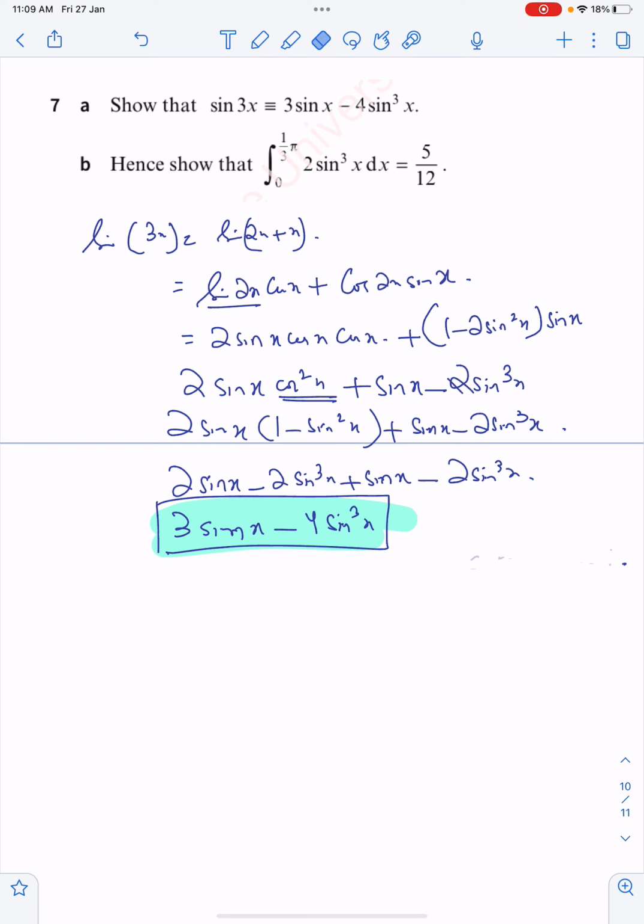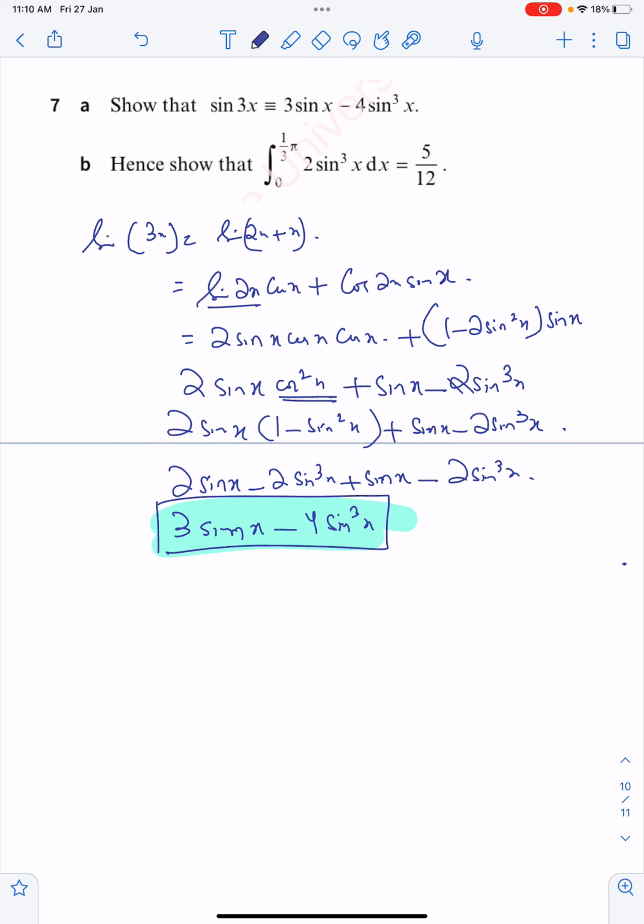The second part, hence show that 2 sine cube x is equal to this. Okay, we know that this whole thing, sine of 3x, is equal to this whole thing. Okay, that means the integration of this is going to give us this. Okay, let's start with this. No, wait, hold on. This is equivalent to this.